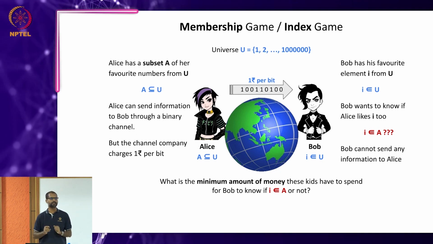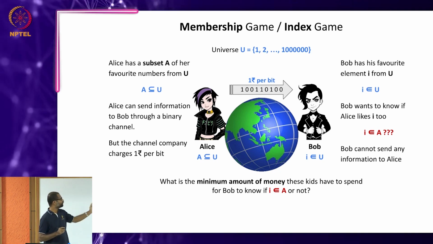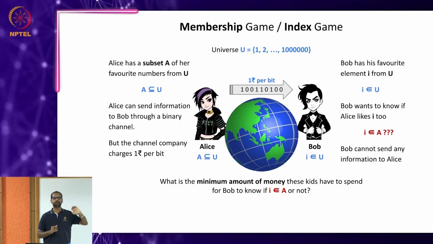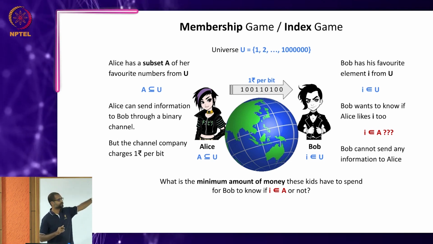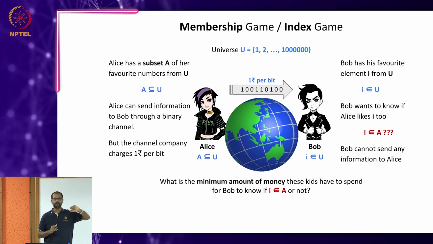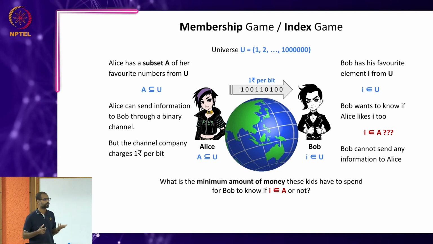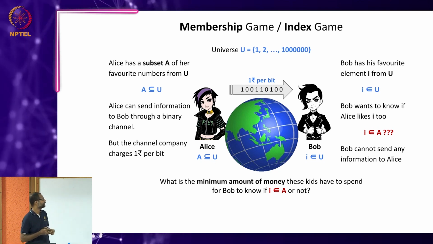Okay, there is no secret there. What is not known to Bob is what A is. Okay, what is the set A? Only Alice knows. Maybe it's a set of prime numbers within this range, within 1 to 1 million. Maybe it's a set of even numbers. Maybe it's a set of perfect numbers. We do not know. It could be any subset of 1 to U.